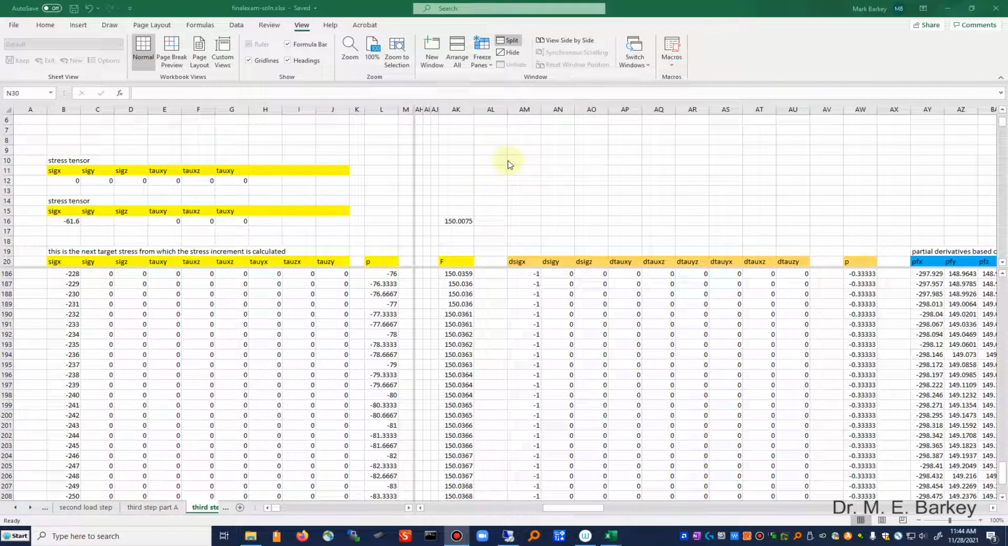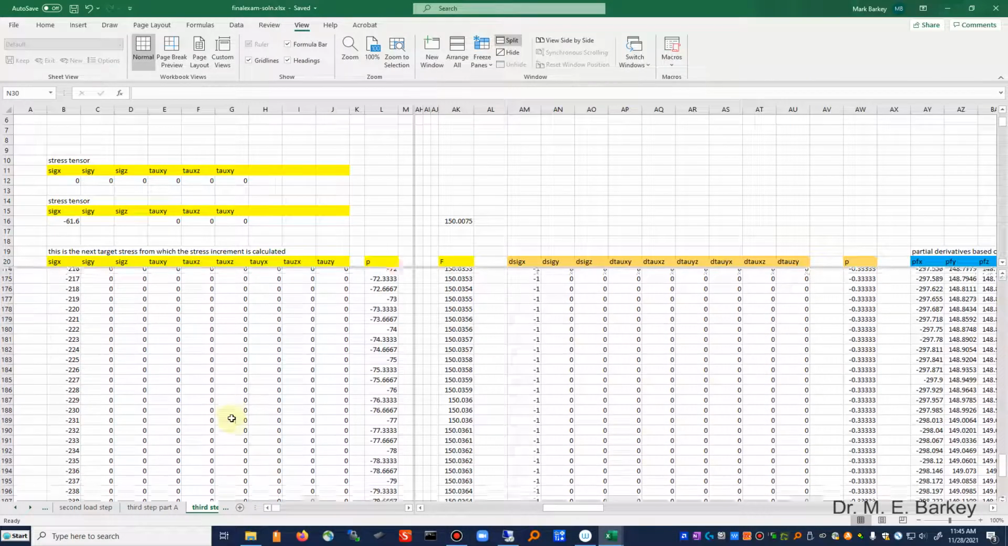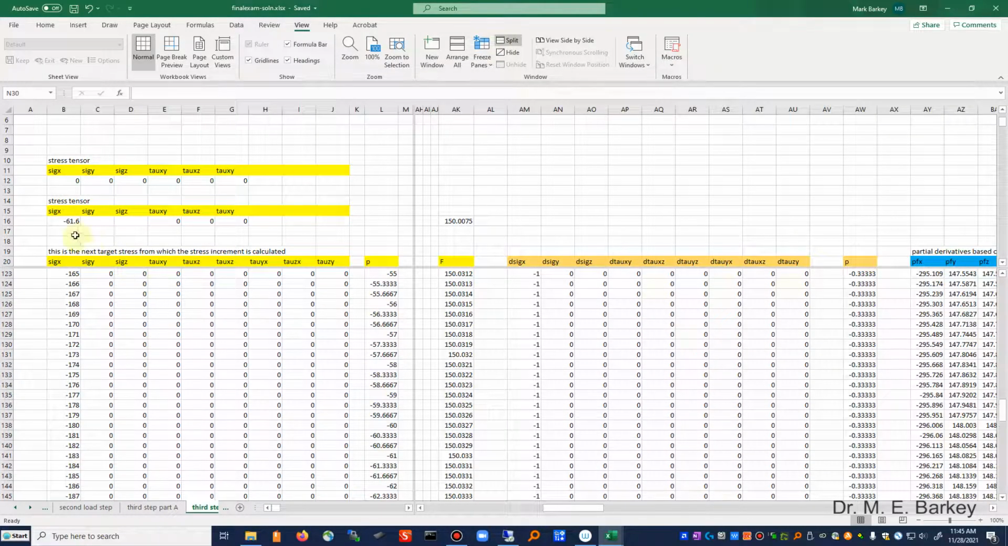All right, so this will be the fifth part and hopefully the final part of the videos that I'll make regarding our hints for our final exam using Pryor-Ziegler kinematic hardening. What I've done is I copied my original spreadsheet for my first load step that had all the plasticity calculations in it, and I started at the stress state that caused yielding again.